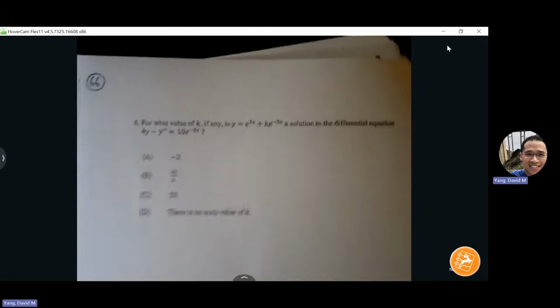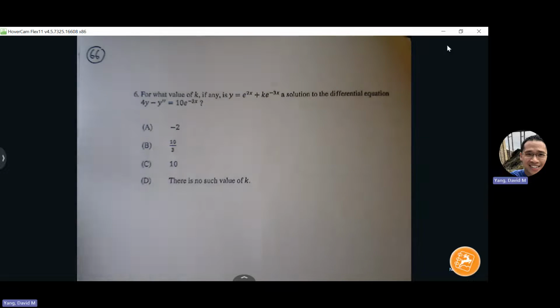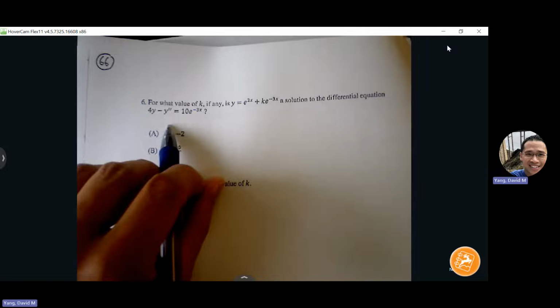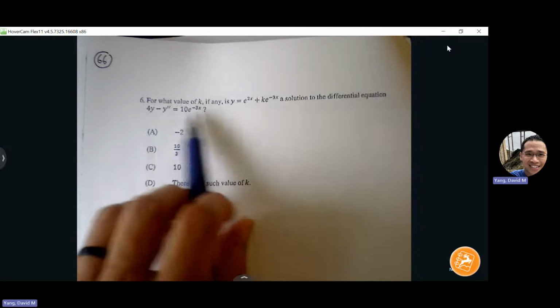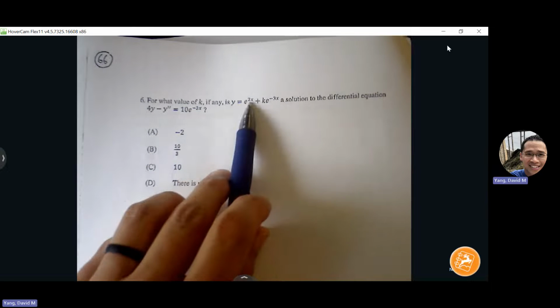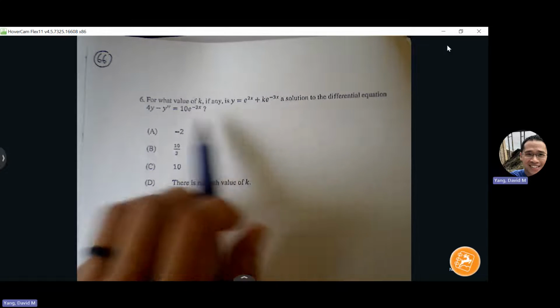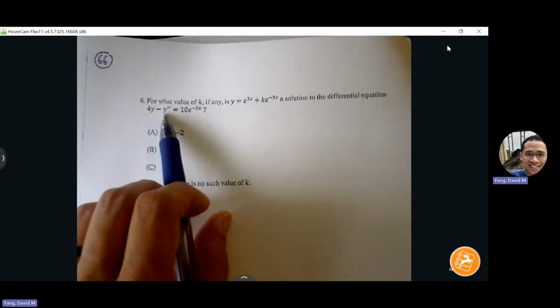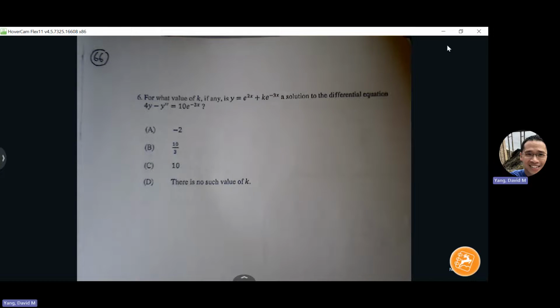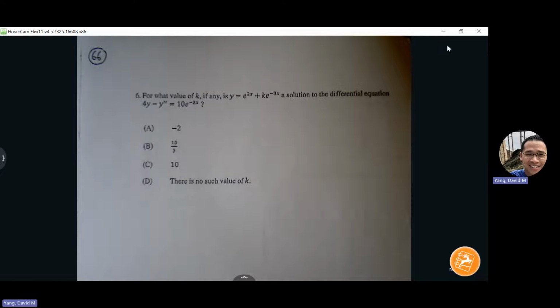Page 66. For what values of k is y equals e to the 2x plus k e to the negative 3x a solution to the differential equation? Right. So again, let's go ahead and find our y double prime so that we can plug in and then hopefully eventually solve for k. Whenever we see y prime or y double prime within our problem, let's go ahead and find them. And then if we can find them, we can use those as substitutions to move further into our problem.